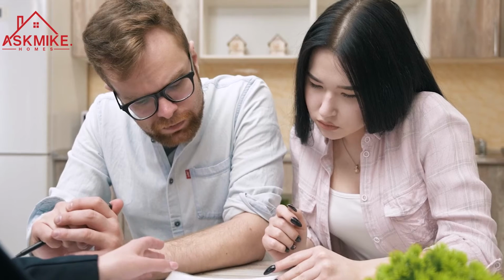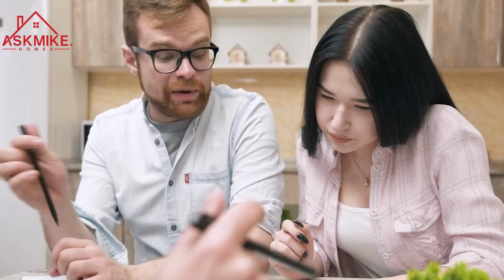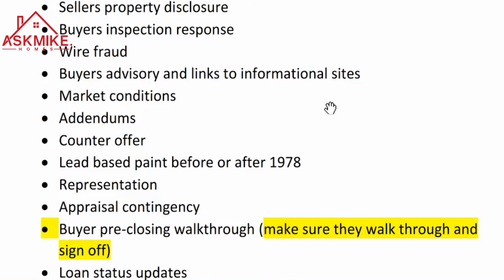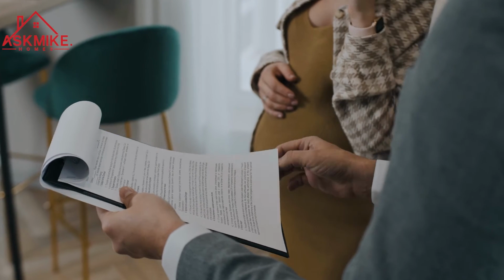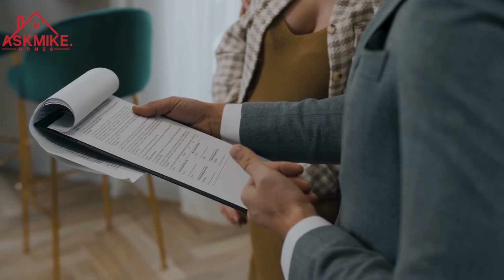Representation. It's a form that we use to let the buyer and seller know who's representing who. The next thing you need to talk about is the appraisal contingency. Realtors use an appraisal contingency form that clearly spells out if the buyer is going to waive the appraisal, we have a form for that.